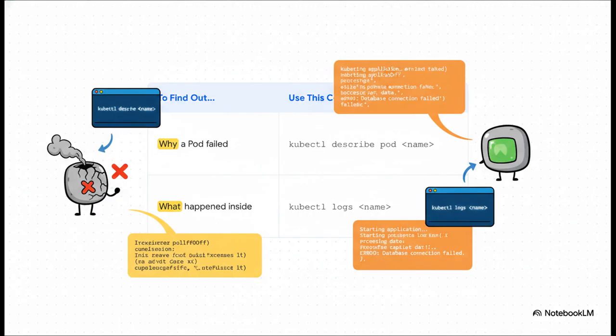Okay, 2 commands you absolutely need to know. First, if you're trying to figure out why a pod failed to even start, use kubectl describe pod. This will show you Kubernetes events, like if you misspelled the image name or something. But if the pod is running and you want to know what happened inside your application, like your code threw an error, that's when you use kubectl logs. So remember, describe is for Kubernetes problems, logs is for your app problems.